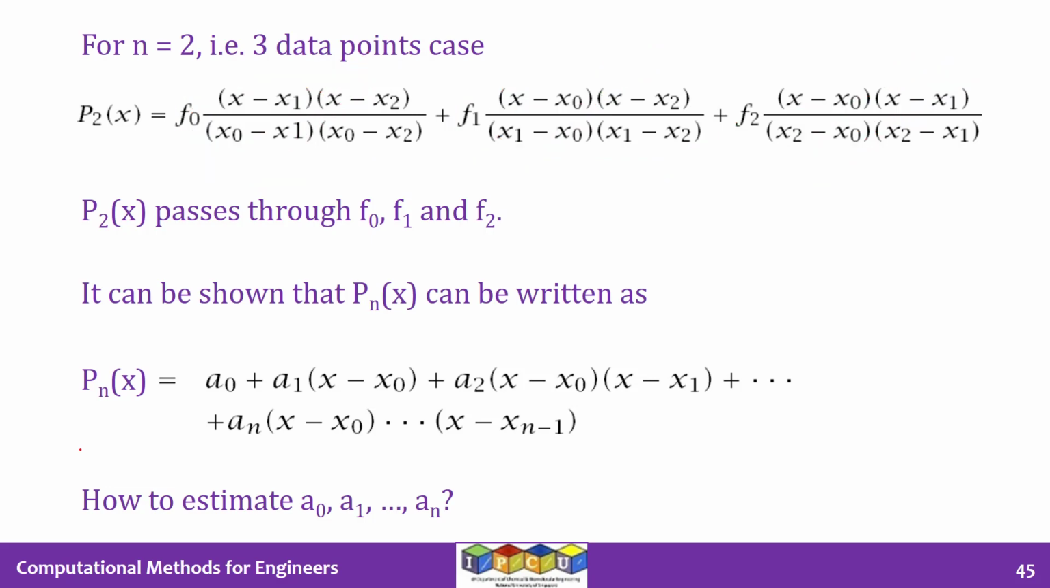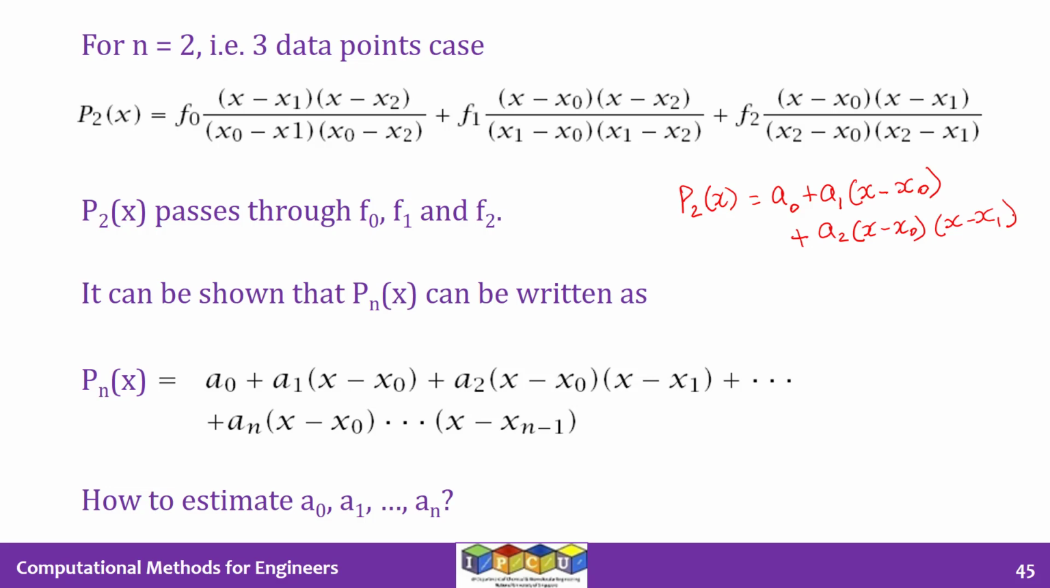Next, we can say that we would be able to write this p2 of x as p2 of x is equal to some a0 plus a1 times x minus x0 plus a2 times x minus x0 times x minus x1, for some a0, a1 and a2. We need to find out what would be the value of a0, what would be the value of a1, what would be the value of a2.